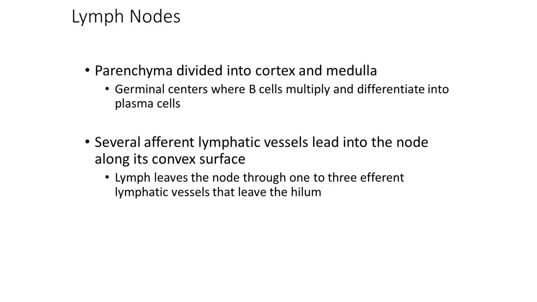These are the germinal centers where the B cells multiply and differentiate into plasma cells. There are several afferent lymphatic vessels that lead into the node along its convex surface. Lymph leaves the node through 1 to 3 efferent lymphatic vessels that leave the hilum. So afferent is coming in, efferent is leaving.